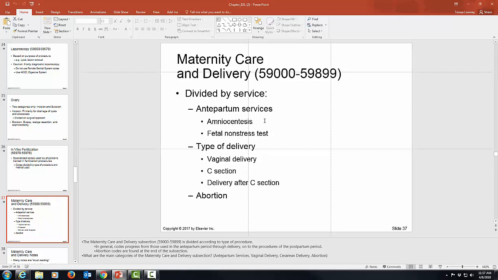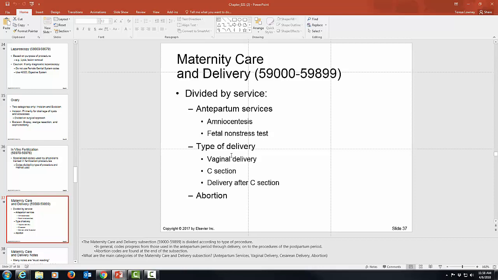Antepartum services, amniocentesis, fetal non-stress test, type of delivery, vaginal, C-section, delivery after a C-section, and abortion. Remember that there are OB/GYN providers. It can be a certified nurse midwife, a maternal fetal medicine specialist, a reproductive endocrinology and infertility specialist. The place of service that you may bill this could also be the office, which would be place of service 11, or a hospital setting, 21.